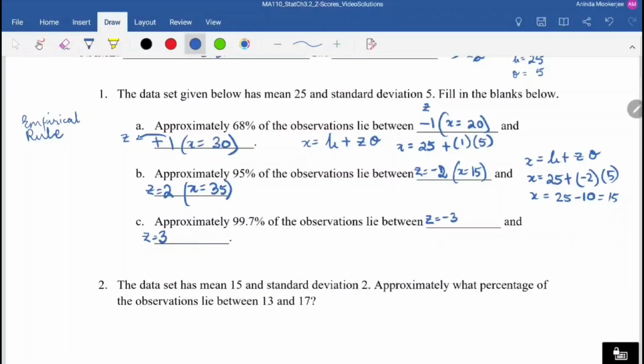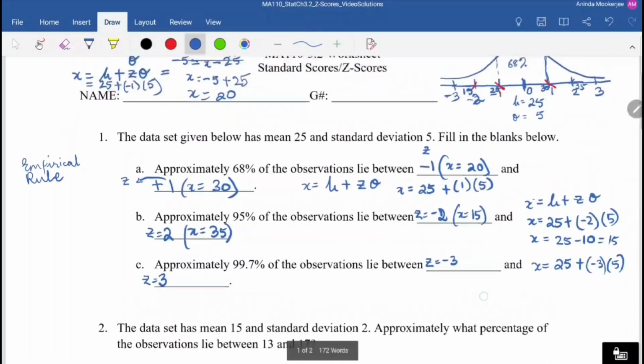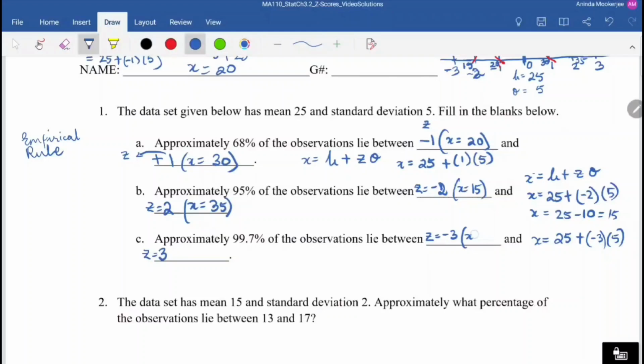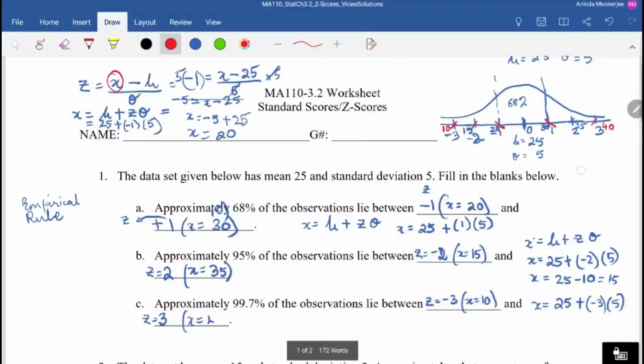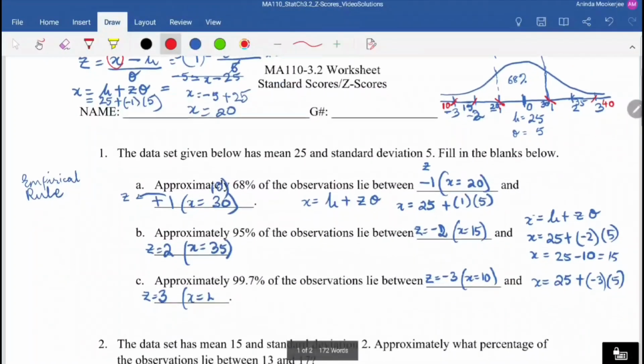And then approximately 99.7% of the observations lie between a z value of negative 3 and z equals positive 3. So to find the corresponding x value, again, use this formula, x equals mu plus z times sigma. So it's going to be x equals 25 plus minus 3 times 5, which is 25 minus 15, will be 10, right? So x equals 10. And on the right-hand side, at z equals 3, our x value will be 25 plus 15, so it'll be 40, right? So that means this value here is 10, and on the other side this value here is 40. All right. So that is how you answer question number 1.